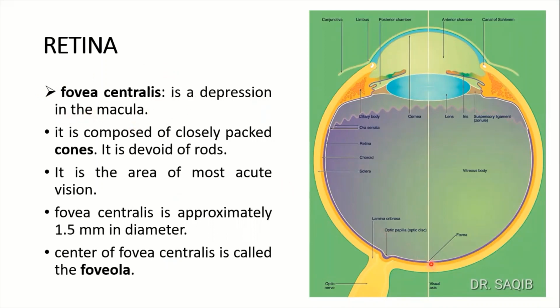I'll show you in a larger form already. It is composed of closely packed cones. It is devoid of rods, no rods present here. It is the area of most acute vision. The fovea centralis is approximately 1.5 millimeter in diameter. The center of the fovea centralis is called the foveola. Here, this is the fovea and its center is called the foveola.